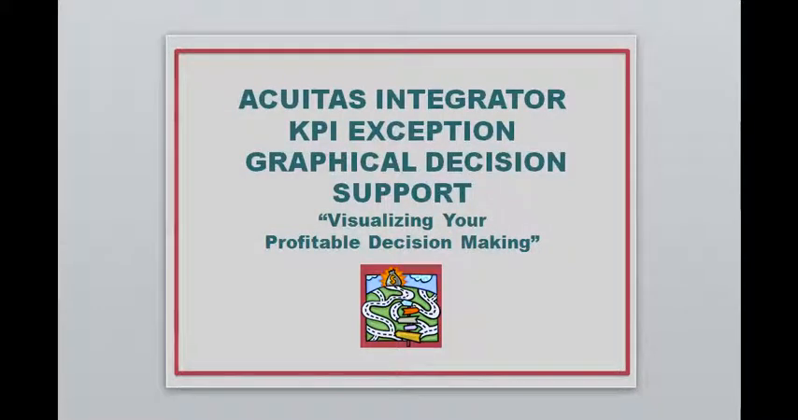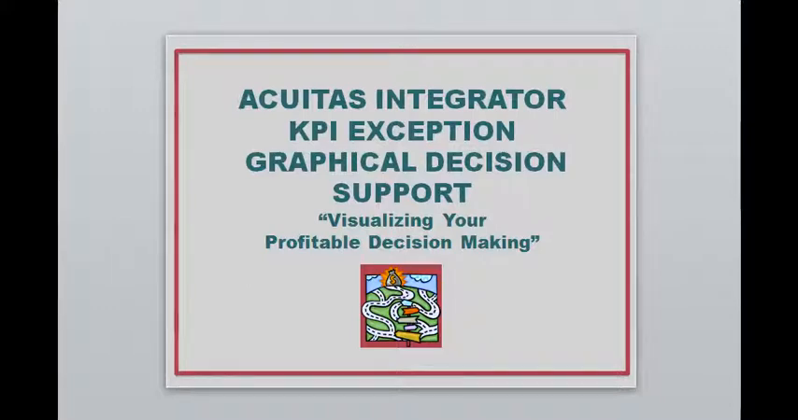The KPI Exception Graphical Decision Support module is a complementary module to the KPI Exception Prioritization Decision Support module. This graphical module automatically generates presentation quality graphics that sharply illustrate all of the conclusions and prioritize and optimize results already displayed in the KPI Exception Prioritization Decision Support module.